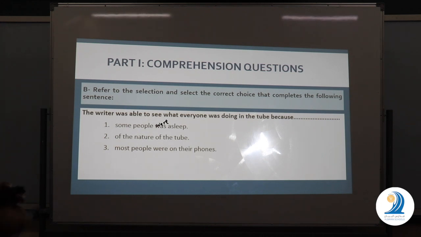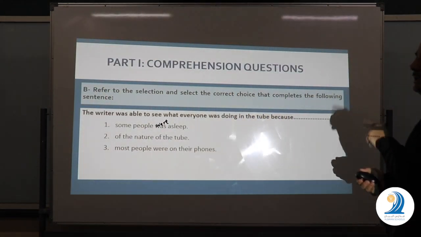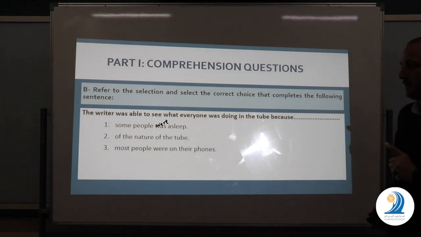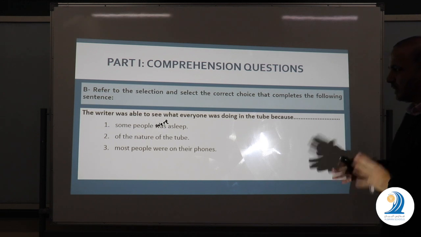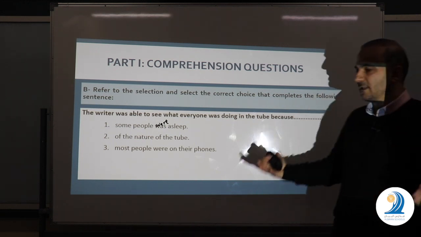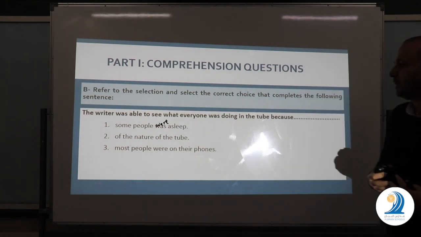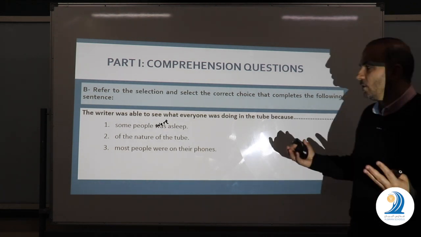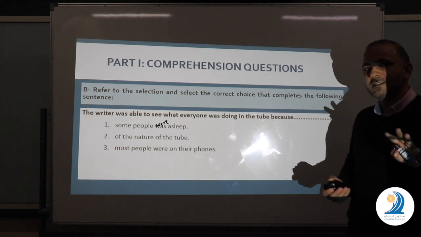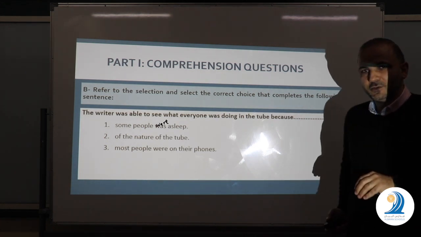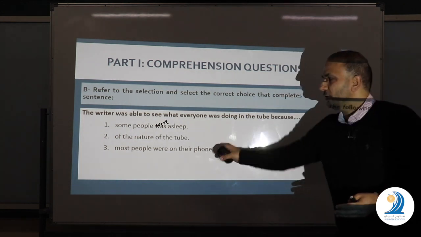So please, let's see what we were talking about while he was in the tube, if you still remember. Some people were asleep because of the nature of the tube. He could really monitor and see everything. Most people were on their phones. Of course, in the tube, if you still remember, we mentioned that there are no signals. They aren't connected to the internet. So how can they really be on their phones? So it's out of it.